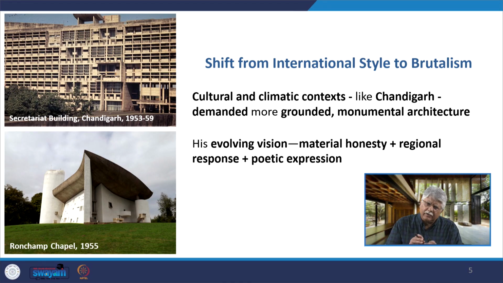One of the reasons in India at least was because of the cultural and climatic context. Like in Chandigarh, there was a demand for a more grounded monumental architecture. There was a demand for an architecture which provided endothermal comfort. In his evolving vision, he now had more material honesty in the way he showed materials. It was a more regional response when we talk about his architecture in India, and somehow in buildings like Ronchamp Chapel and others, there is a poetic expression to his architecture now.